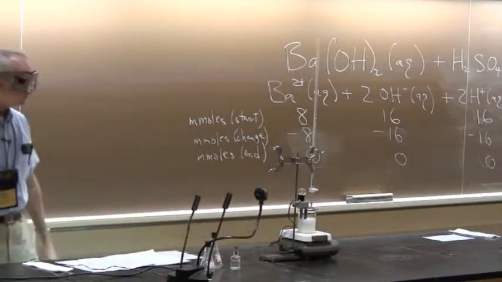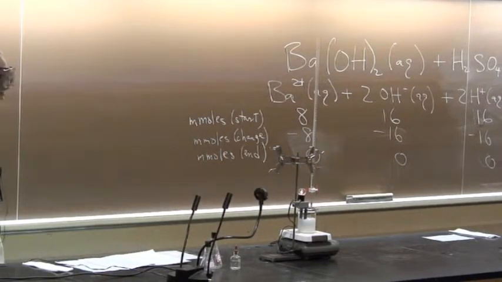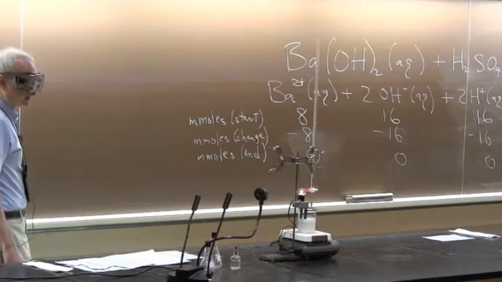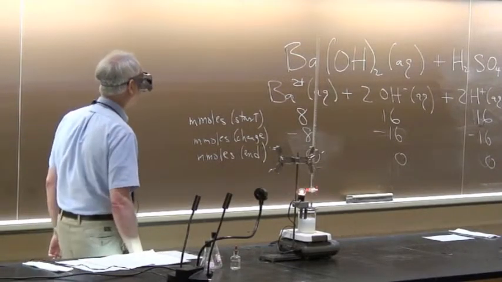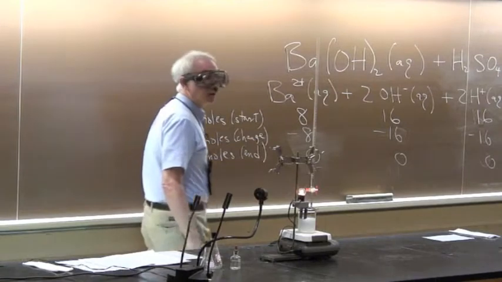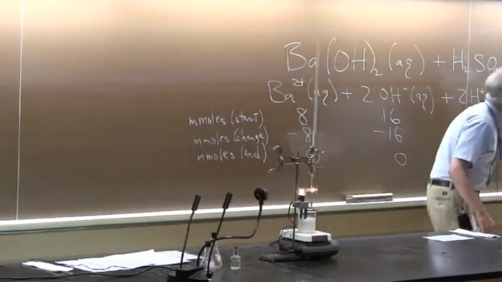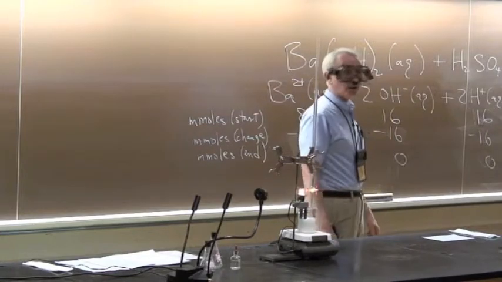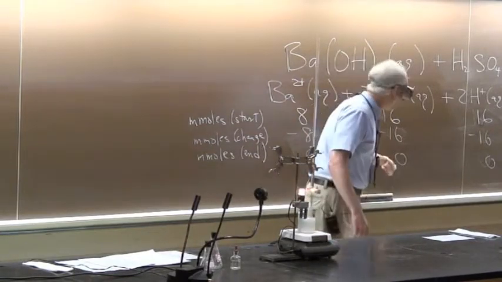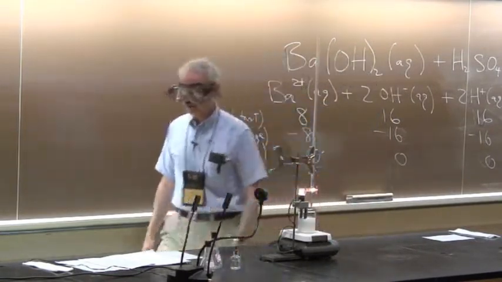And we add more sulfuric acid, and the light does indeed come back on, but the phenolphthalein does not turn pink. And the light came on because we have these ions in excess now. And it did not turn pink because there are no hydroxide ions in there.